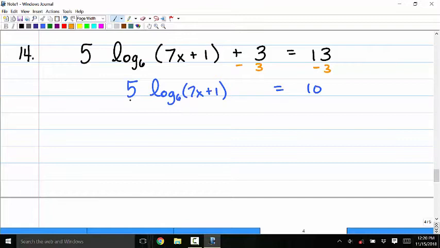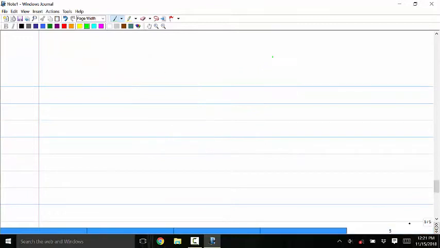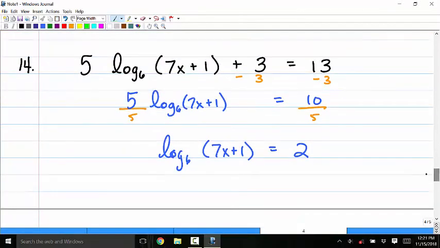Now divide by 5. Log base 6 of 7x plus 1 is equal to 2. It's isolated. You leave it alone and go home. I'm kidding. You do the circle thing. Yep, you convert. The circle of log. Can you feel the love?